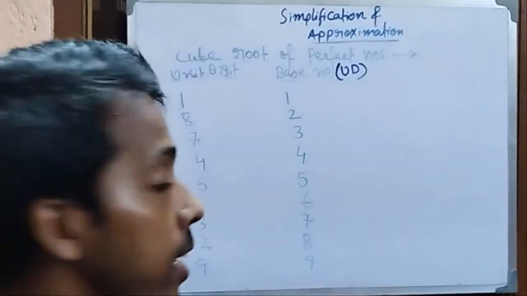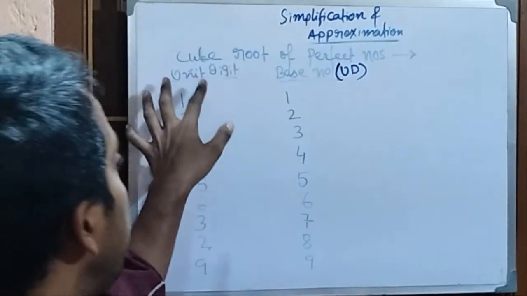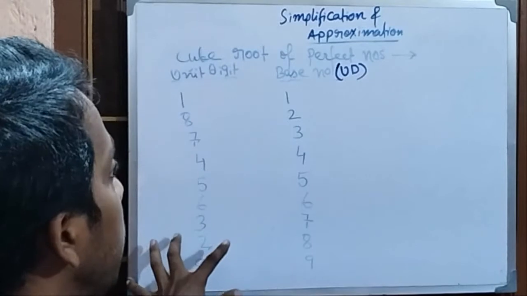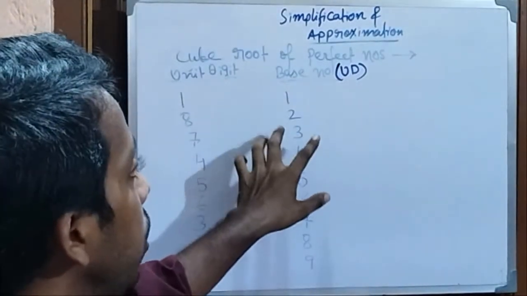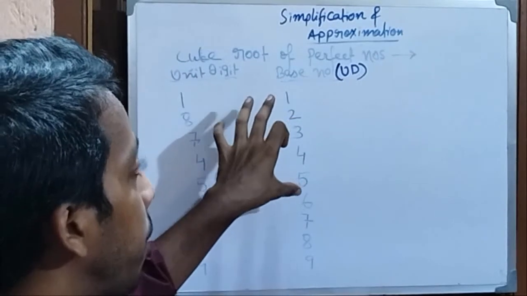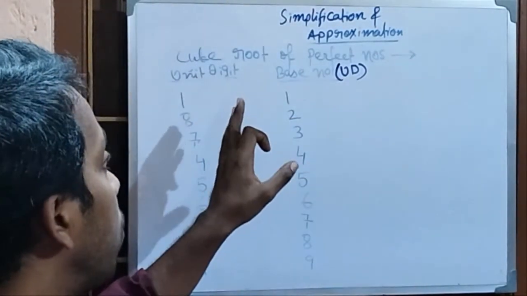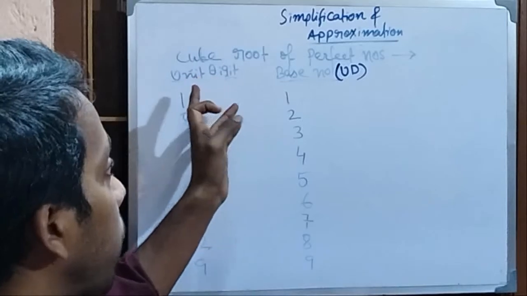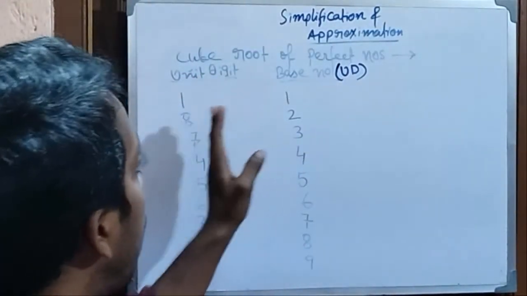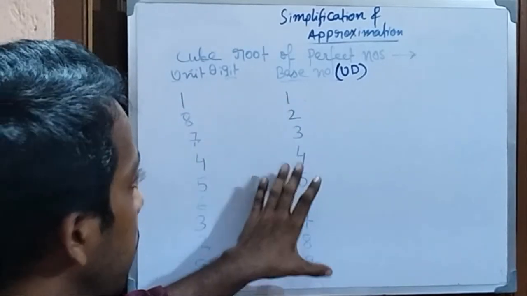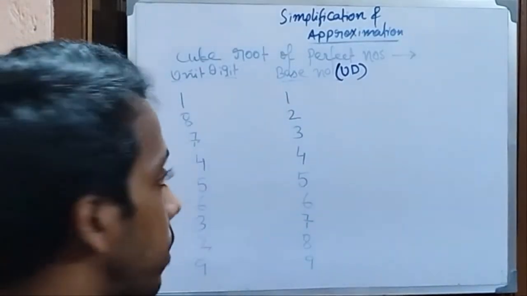What I have written here is the unit digit of the perfect cubes, and this is the base number on which you are calculating the cube. This part is the cube root of this number, right?